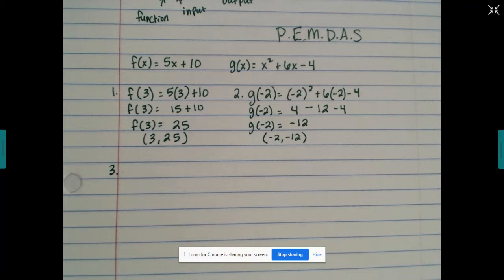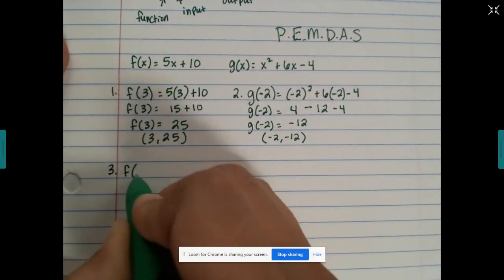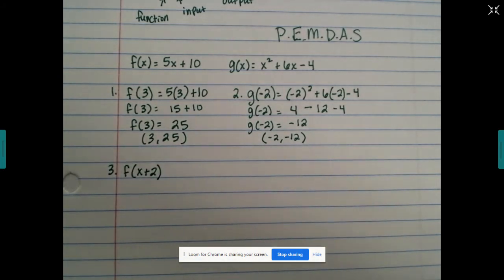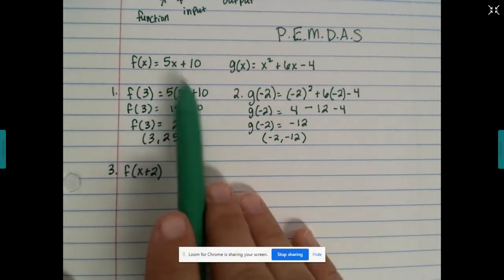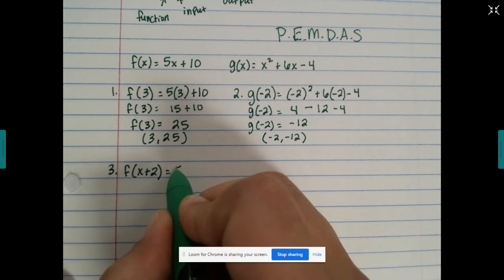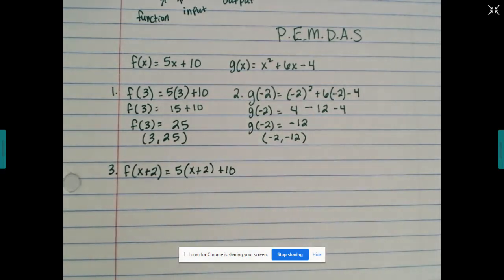Okay, so not always what you're finding is going to be numbers. So let's say that we wanted to find f of x plus 2. So just like the first one, we're going to plug into f, but instead of being a number, we plug this whole thing x plus 2 in. So it looks like this. 5 times x plus 2 plus 10. And this will kind of prepare us for what we're doing next week.